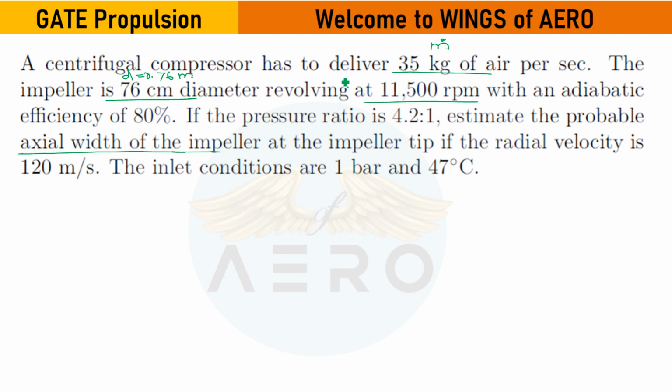Again they have given RPM. So we have seen some formula also with the RPM. N is given. Efficiency, they have given the efficiency. Pressure ratio, RC is given. Impeller tip, okay, so radial velocity is given. So what is the radial velocity? CR. Okay, CR value is given, and the inlet conditions they have given are 1 bar and 76 degrees centigrade.